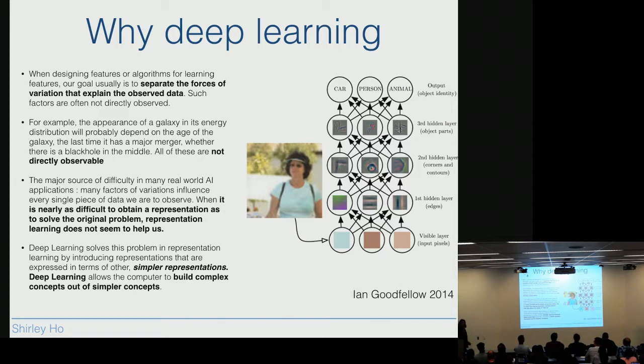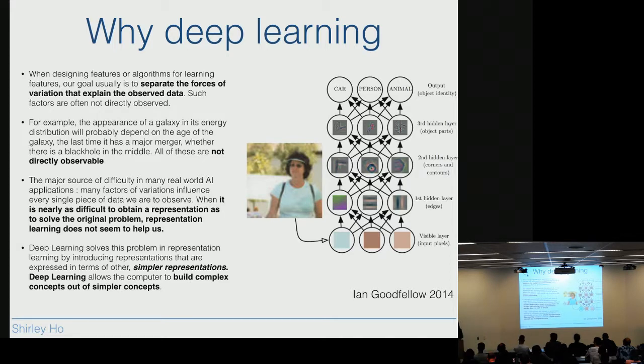Coming back to astrophysics, the appearance of a galaxy in this energy distribution will probably depend on the age of the galaxy, when it last merged, when the last major merger was, and whether there is a black hole in the middle. But all of these things are not directly observable, so it's hard to design this representation a priori by ourselves. All these factors of variation influence every single piece of the data that you feed in.